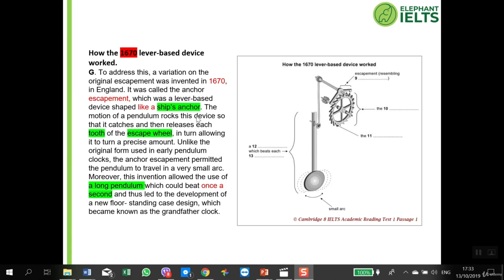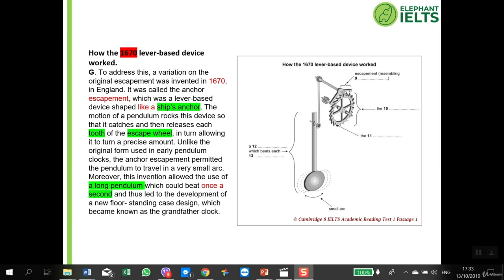So the synonym, like a ship's anchor, seems to describe the object that the arrow is pointing to. It looks like a ship's anchor, so I'm going to choose this as my answer. Escapement resembling a ship's anchor. Look at number 10. It's pointing to this wheel with teeth. And reading further down in the passage, I see the name of this, the escape wheel. Catches and releases each tooth of the escape wheel.